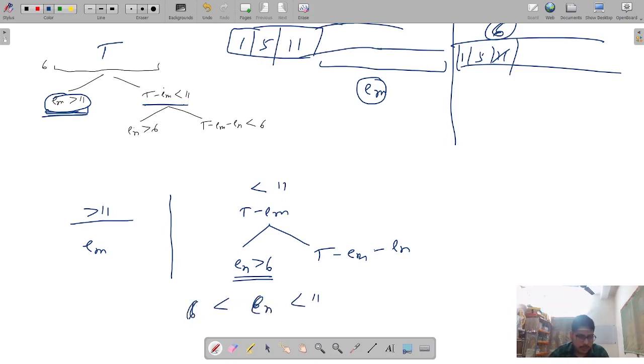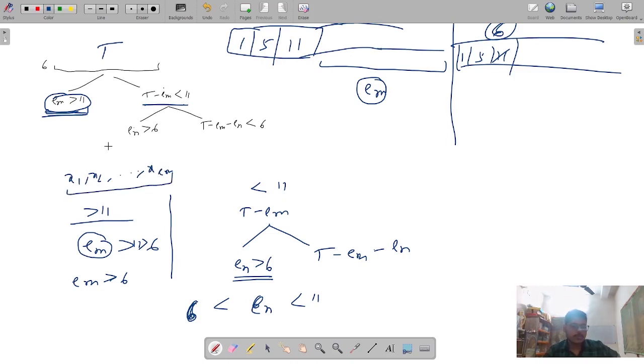So the number of elements greater than 6 and less than 11 is what? N, right. So the number of elements n is less than 11, and 11 is greater than 6, right? Listen to my words carefully, the number of elements which are greater than 11, let them be x1, x2, dot dot xm. Each of them is greater than 11. The number of these elements is m.